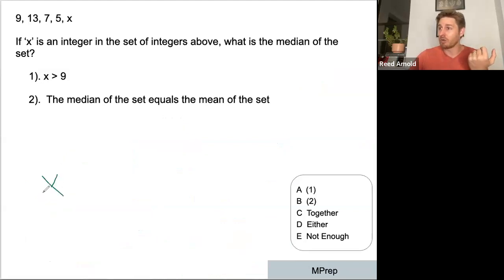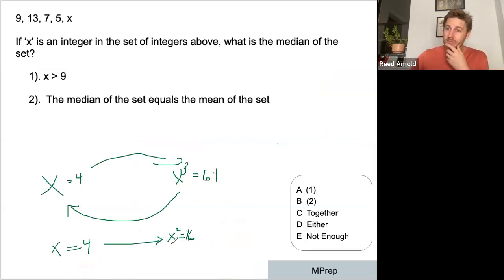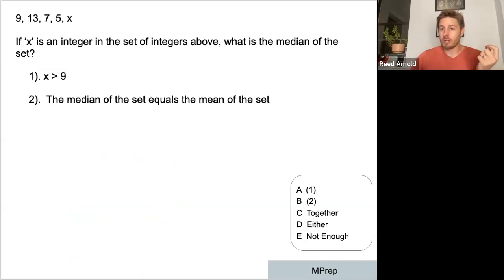If x is 4, then x cubed is 64. And that logic flows both ways. If x cubed is 64, x is 4. That logic flows both ways. If x is 4, x squared is 16. That logic doesn't flow both ways. If x squared is 16, x might be negative 4. And if they don't tell you x is positive, you have to be aware of that possibility. So make sure that the logic flows both ways.